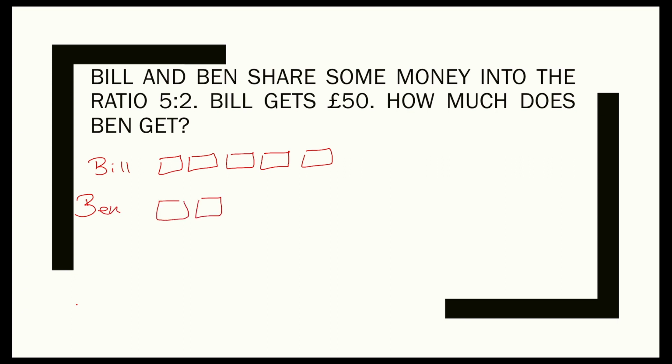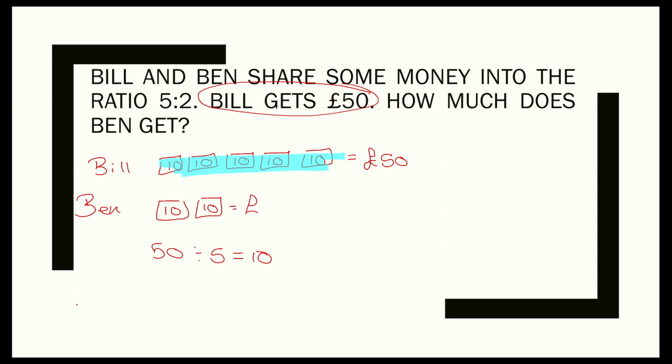We are told in the question that Bill gets £50. This means that all of Bill's boxes must add up to £50 and have the same amount in each box. To work out how much to put in each box, we must divide the 50 by 5. 50 divided by 5 is 10. This means that we put 10 in every single box that we have drawn. If we do this, we can then work out how much Ben gets. Ben has 2 boxes, both with £10 in. That means that Ben gets £20 in total.